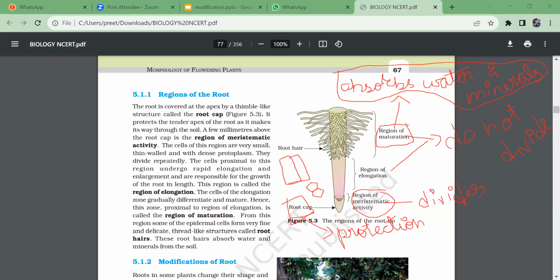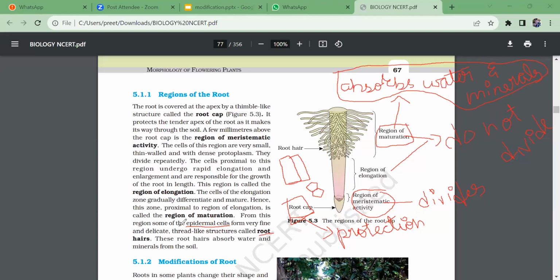So you can see these root hairs here. यहाँ पर बहुत सारे hairs दिखता है. So, region of maturation के epidermal cells. See, in the region of maturation, the epidermal cells form fine, delicate threads called root hairs.